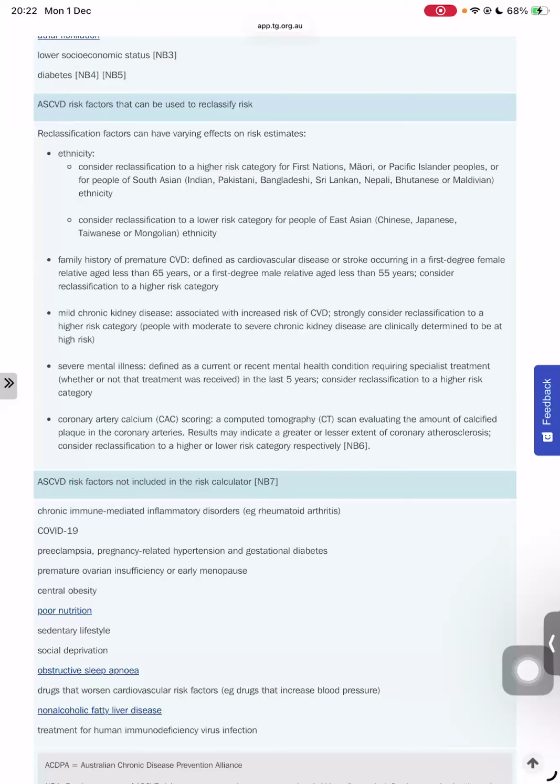I'll show a question later. Just remember some points. Usually Asians and Australian First Nations people are more prone to cardiovascular disease, so they are high risk. South Asians are usually at more risk, but East Asians, like Chinese, Japanese, Taiwanese, and Mongolian, are in the lower risk category.